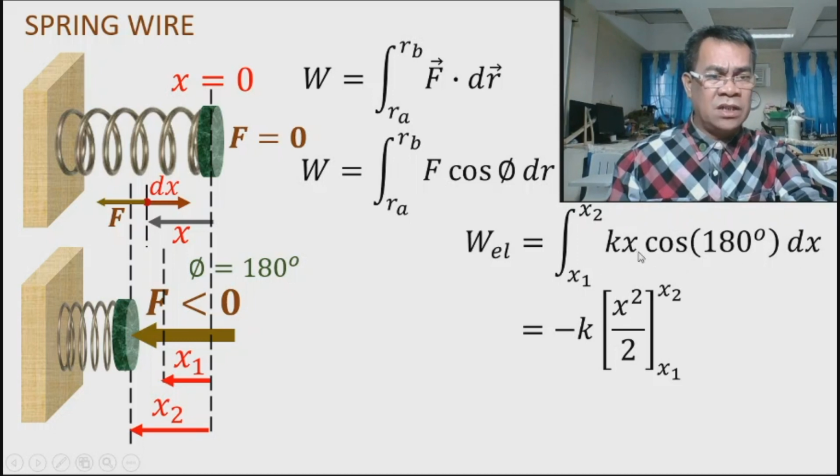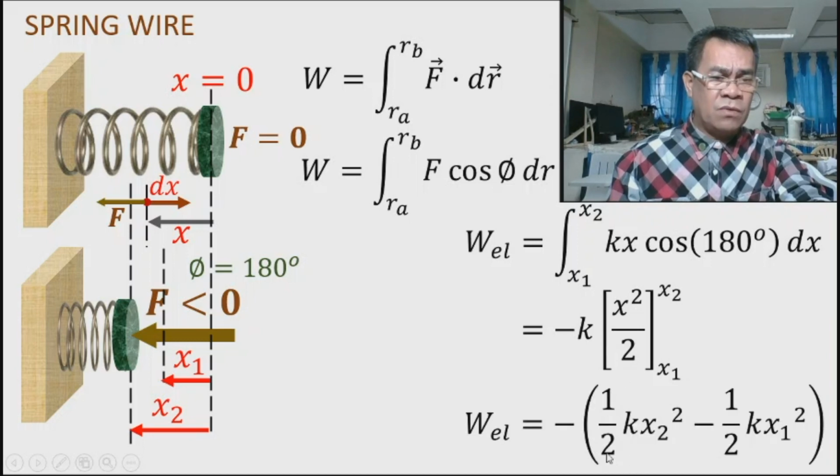The integral of x dx is x squared over 2, because you add 1 to the exponent, 1 plus 1 is 2, and divide by 2. This is basic integration. The limit is x1 to x2, then evaluate the limit, upper minus lower. So this should be 1/2 k x2 squared, where x2 is the final position, minus 1/2 k x1 squared, where x1 is the initial position. This is the result after evaluating the limits.